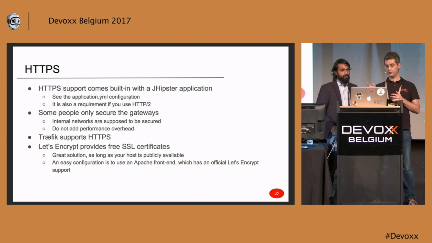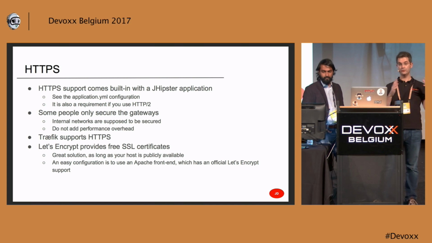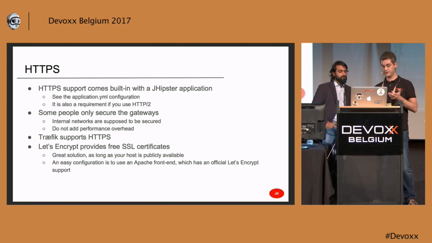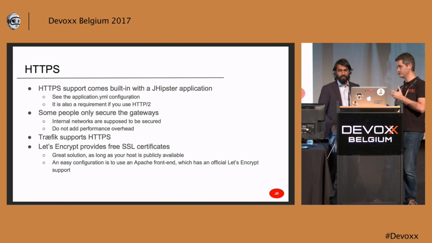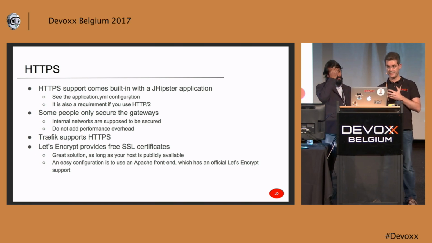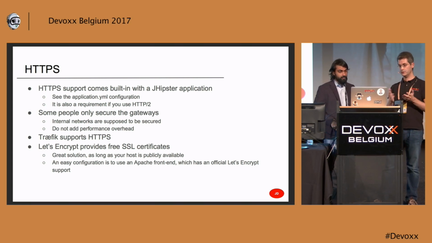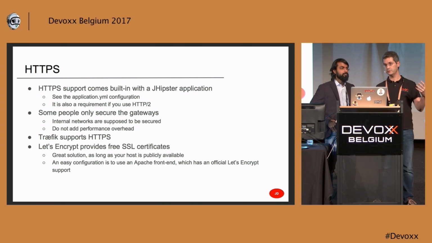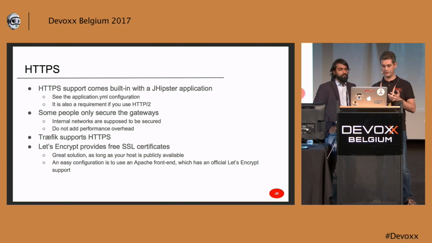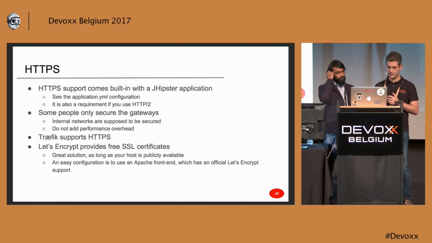If you don't want to do it with Spring Boot and Undertow, you can use Traefik. That's one of the good reasons to use Traefik: it supports HTTPS and it supports Let's Encrypt. So with Traefik, it's very easy to secure everything. So that's one very good reason to have Traefik in front of a JHipster architecture.